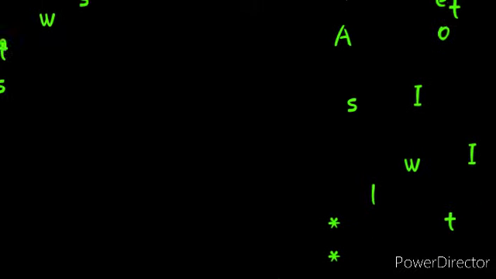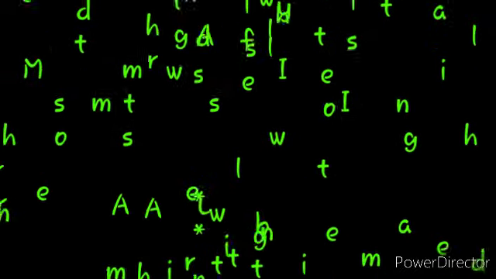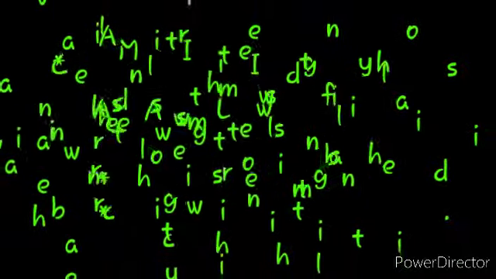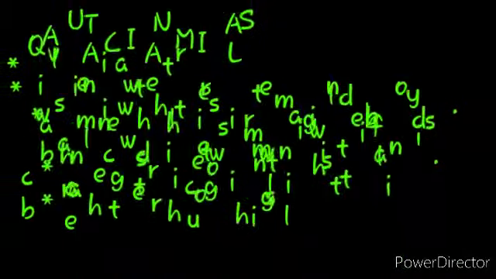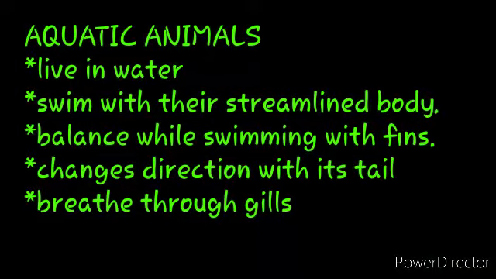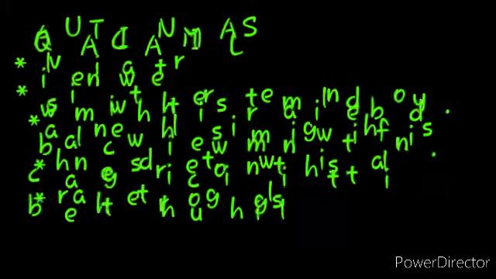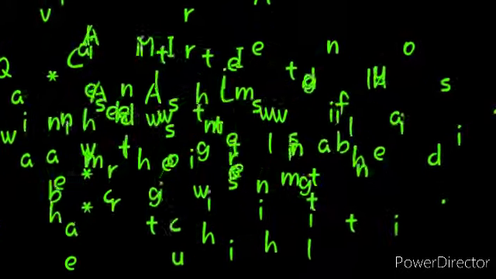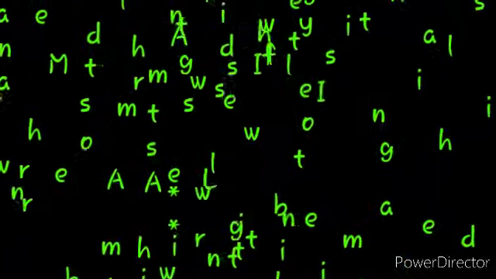Next comes aquatic animals. Aquatic animals live in the water. Turtles and fish are some examples of aquatic animals. Turtles move in water with the help of their paddle-like limbs. Fish move easily in water with the help of their streamlined body. Some body parts that help the fish in water are its fins, tail, and gills.